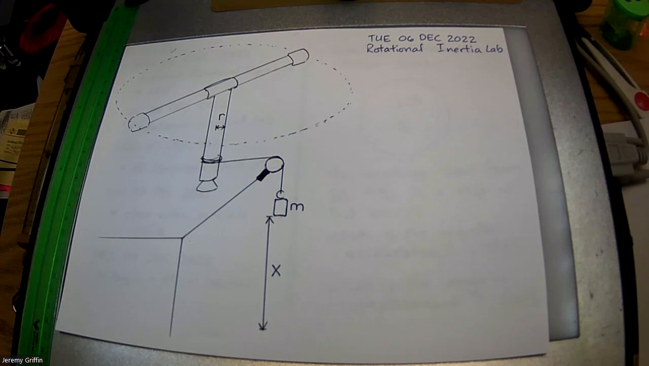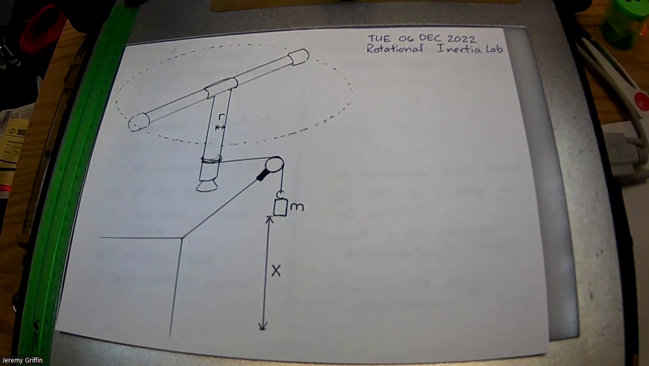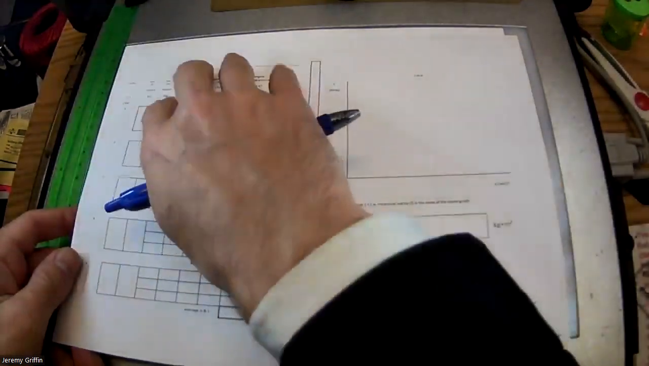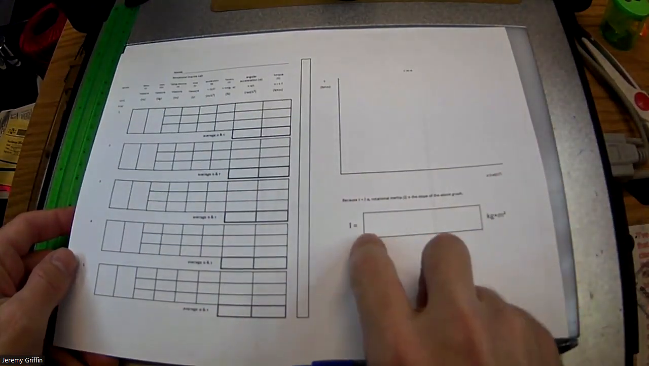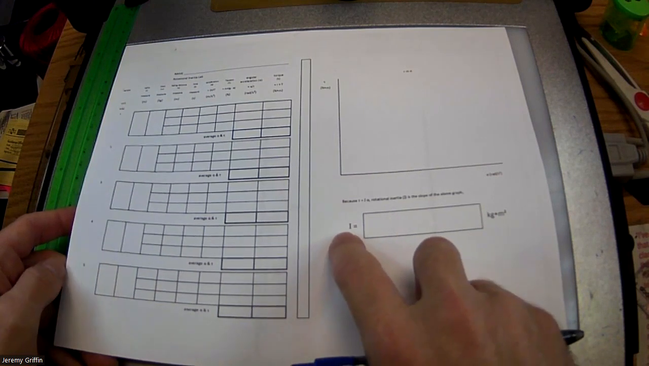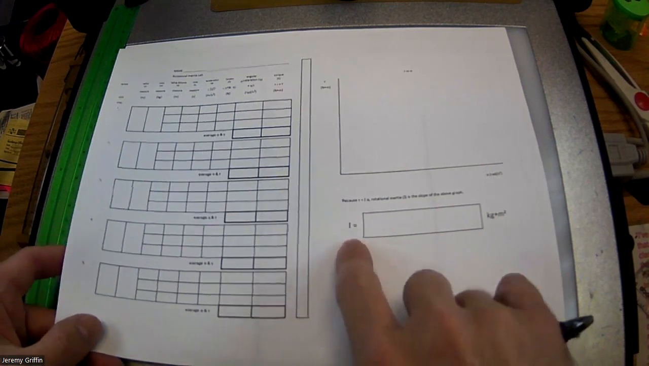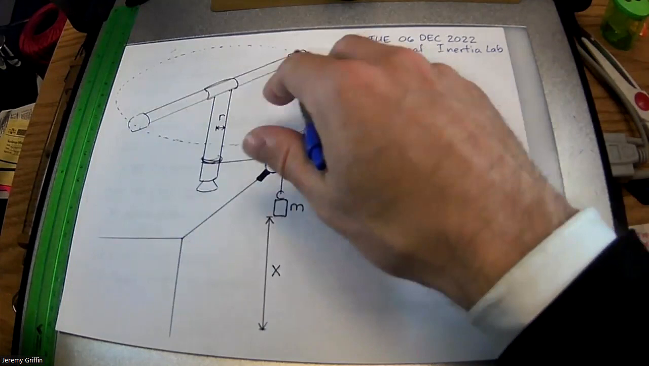All right, so I've got a rotational inertia lab lined up for you guys. You have this page right here with a table, a space for a graph, and a box for conclusion. Capital letter I represents rotational inertia, in kilogram meter squared. So we're going to figure out the rotational inertia of this T-shape.